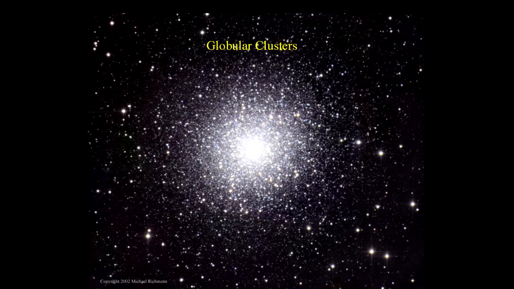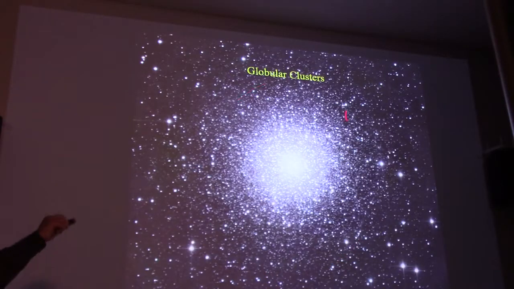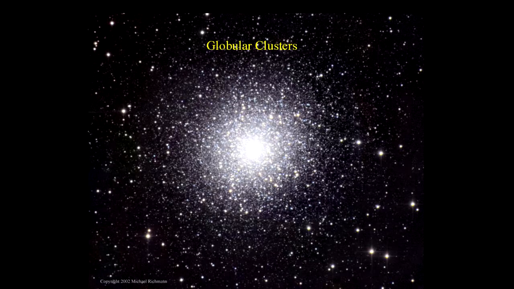Wrong button. This one. They have maybe 1 million stars. There's very little dust. They don't flatten because the dust, when dust goes down and dust goes up, it cancels out. But this has no dust. They're very old, and they're all over the place.